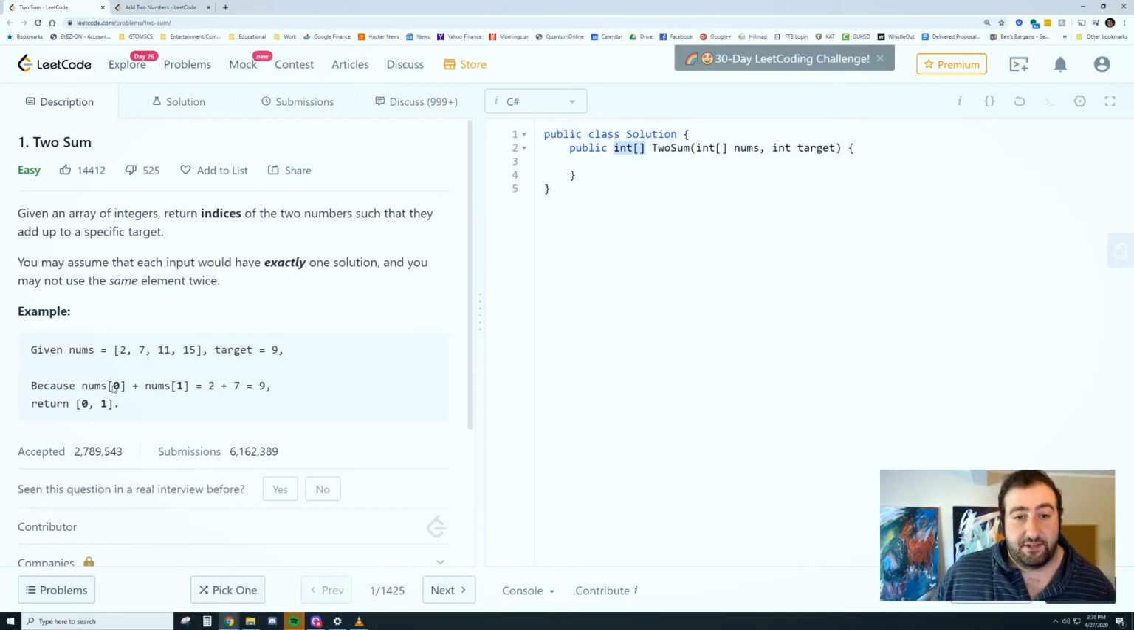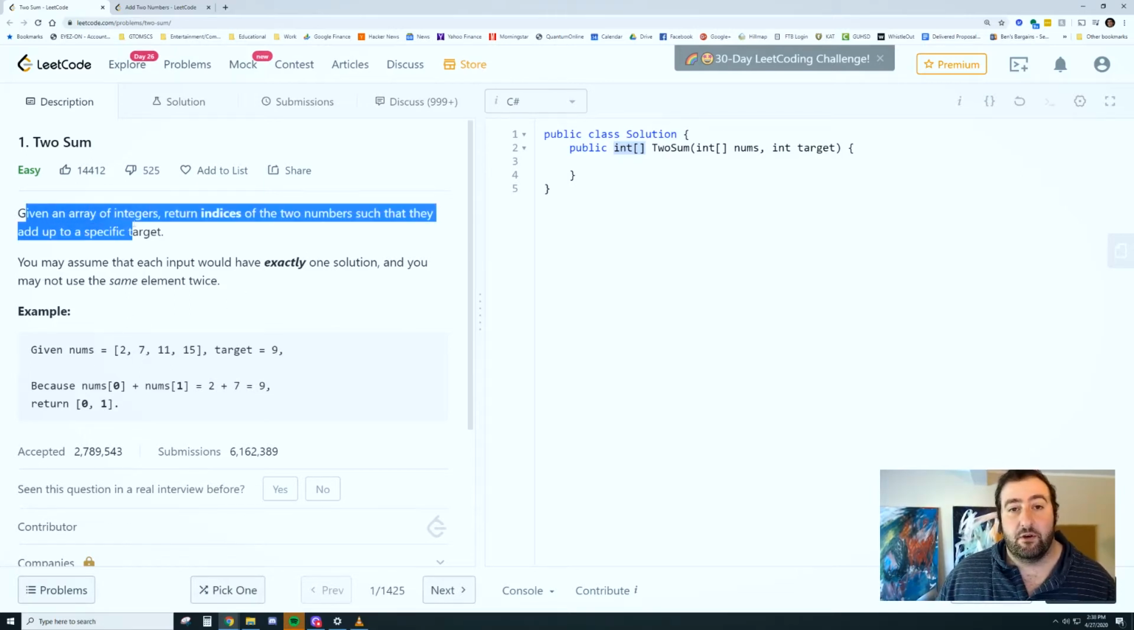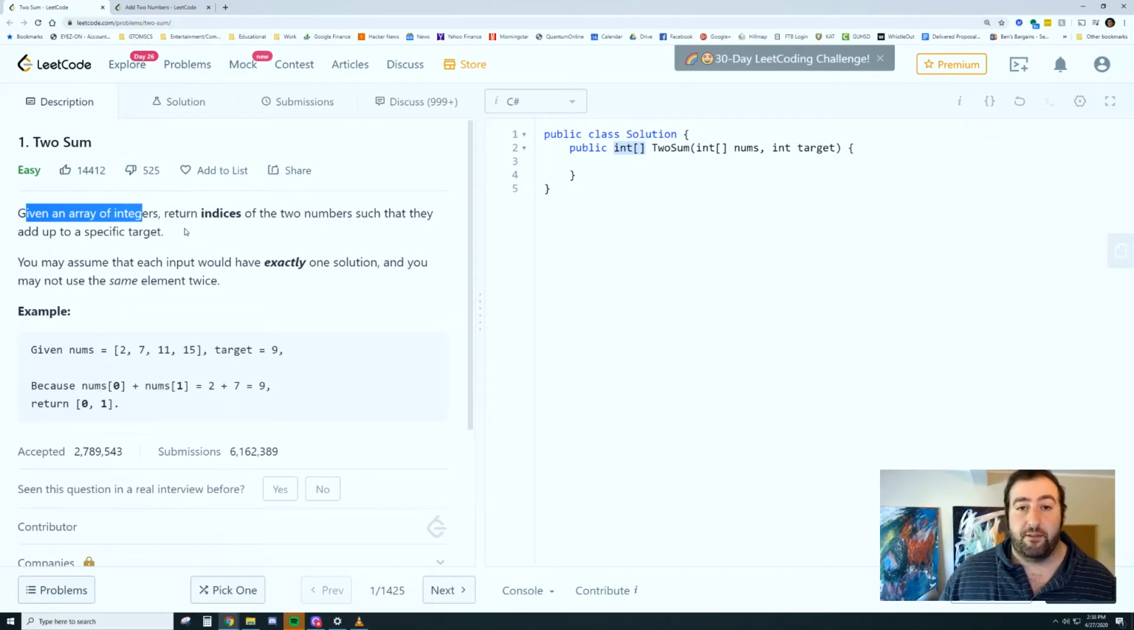Let's look at this a little bit more. Given an array of integers, return the indices. We understand the problem statement. What other rules do we have? We can assume each input will have exactly one solution, and we cannot use the same element twice.